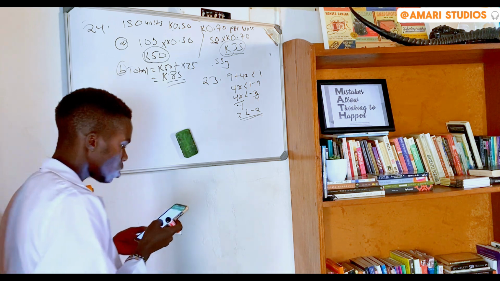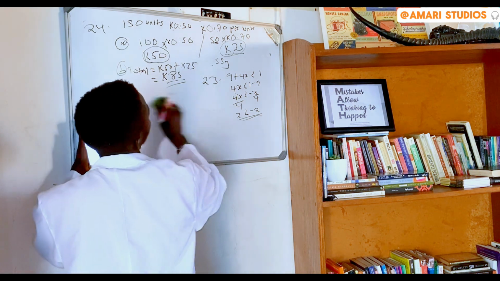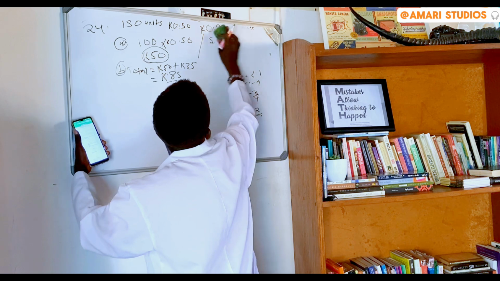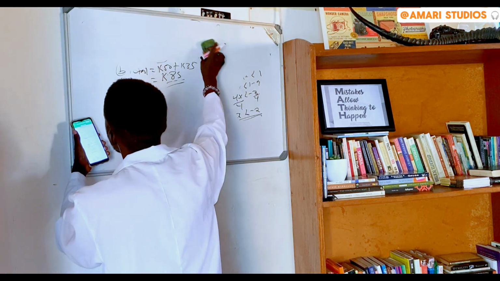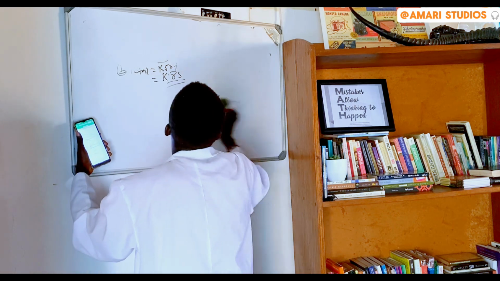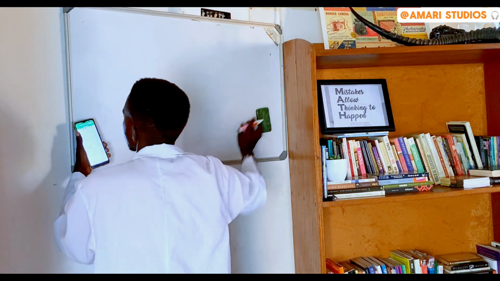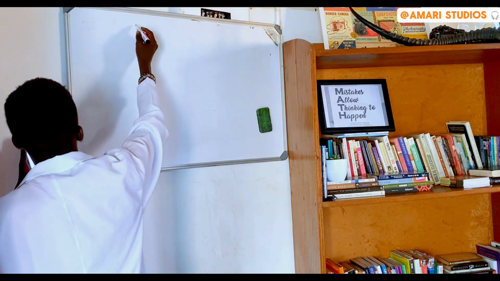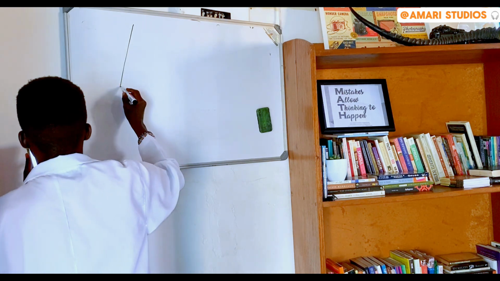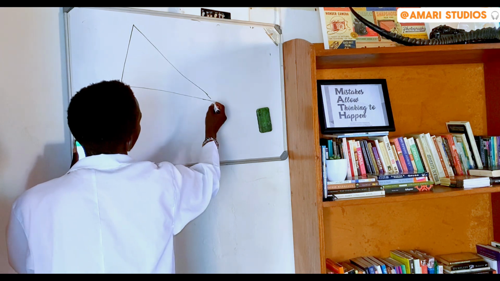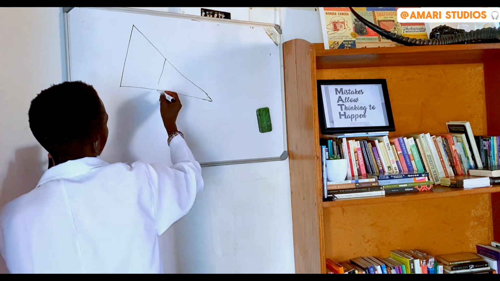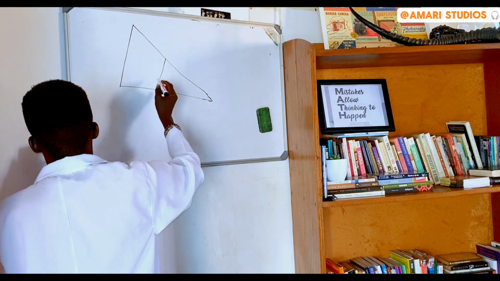Then we move on to the next question, which is question 25. Allow me to clean my board again, because this is a question that requires us to draw a diagram. Now there you have it. All right, this is the diagram given. Bear with me, my triangle is not that accurate.